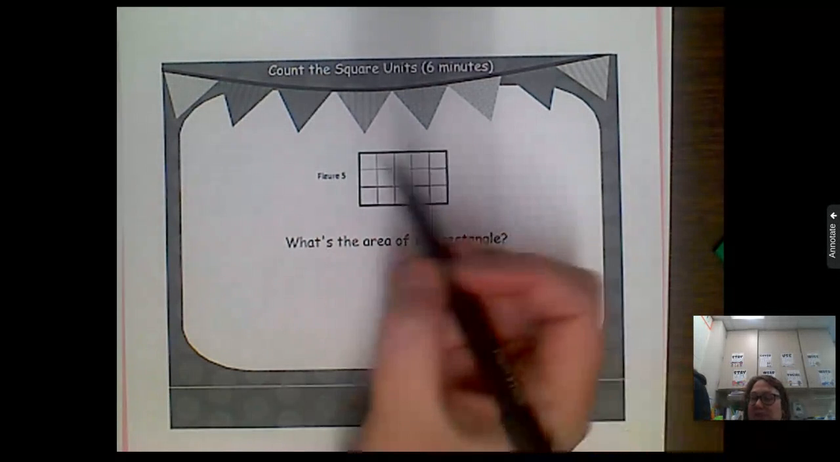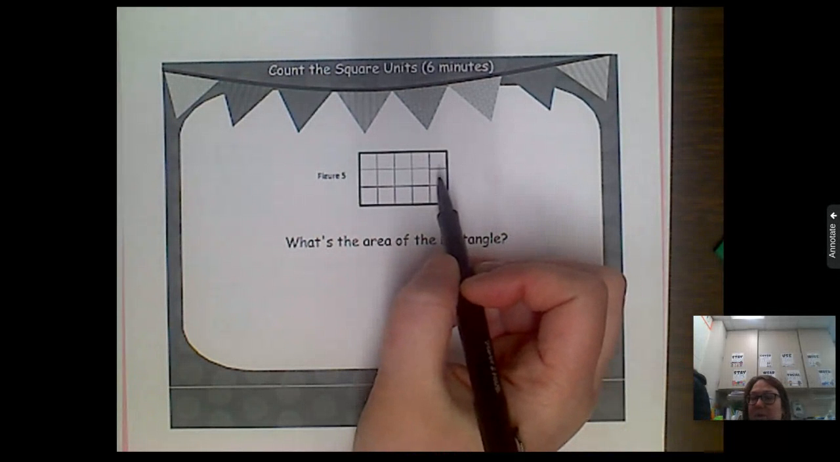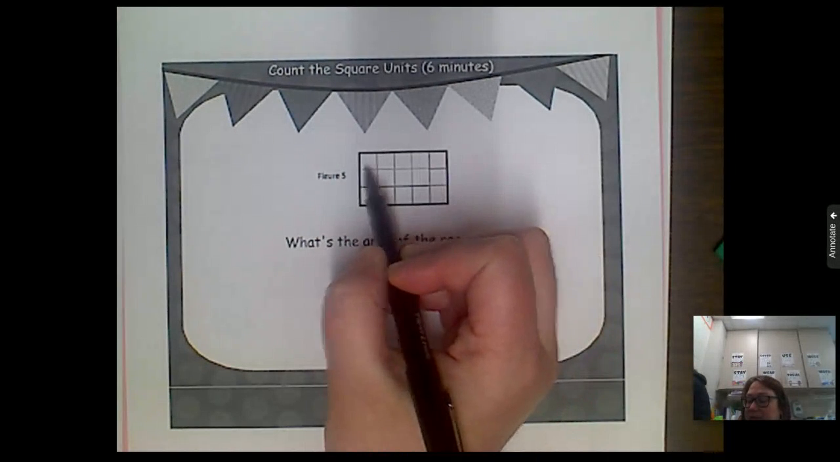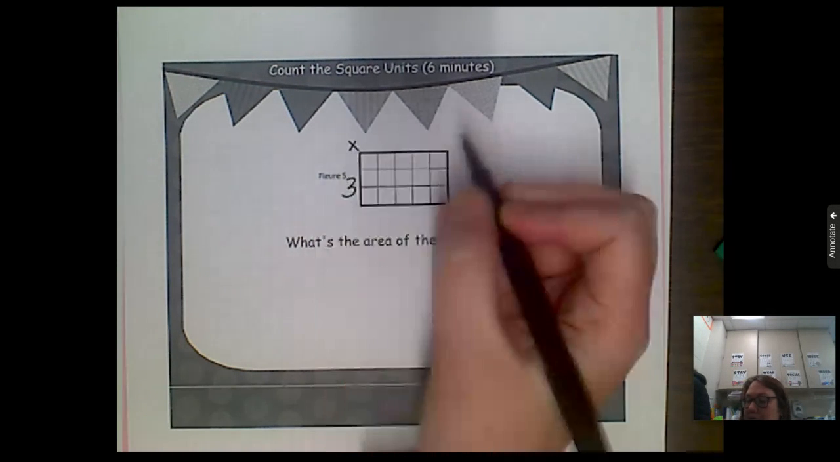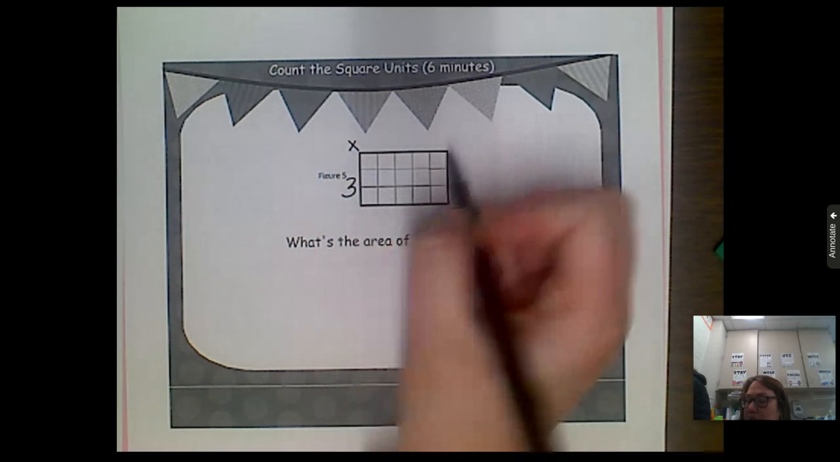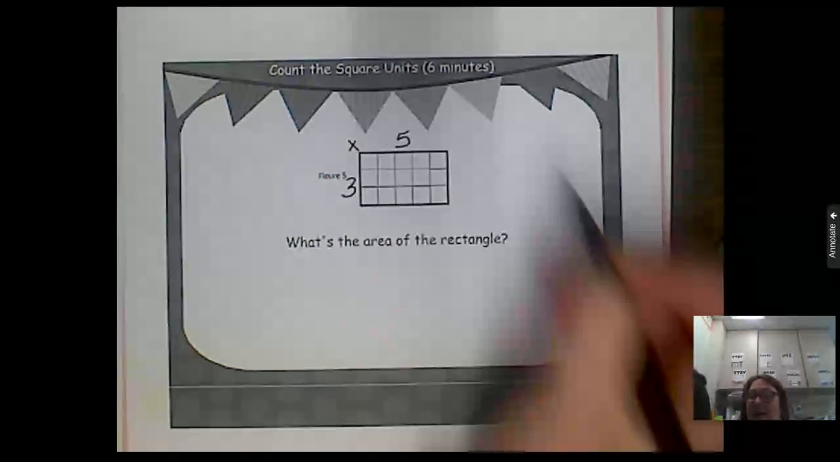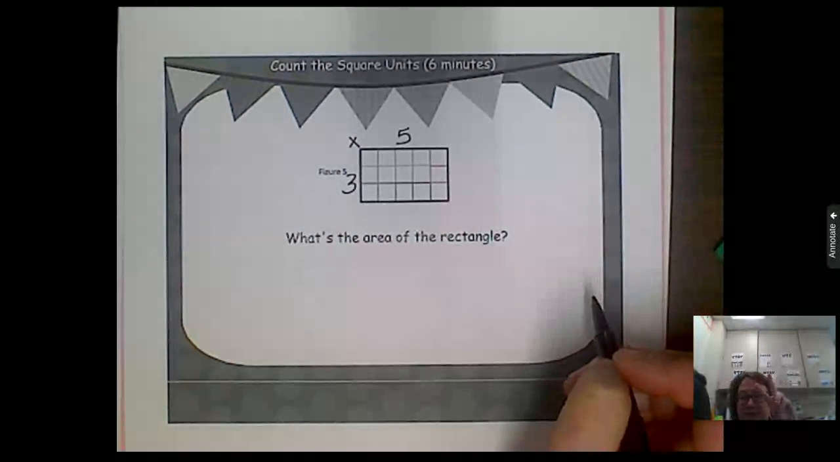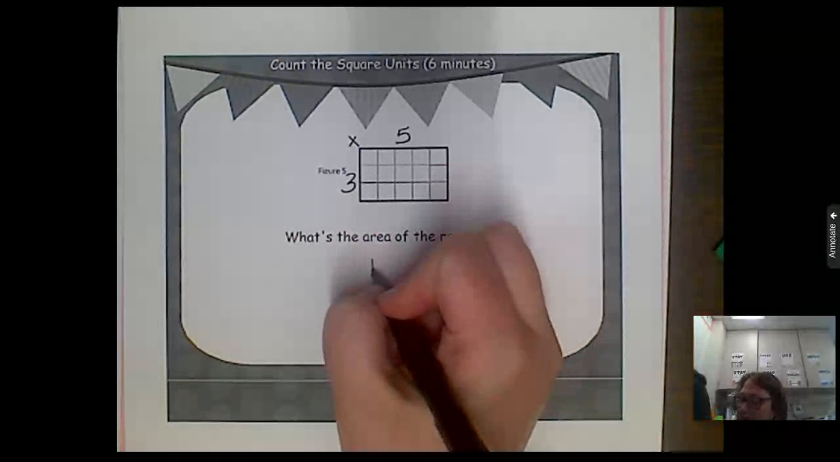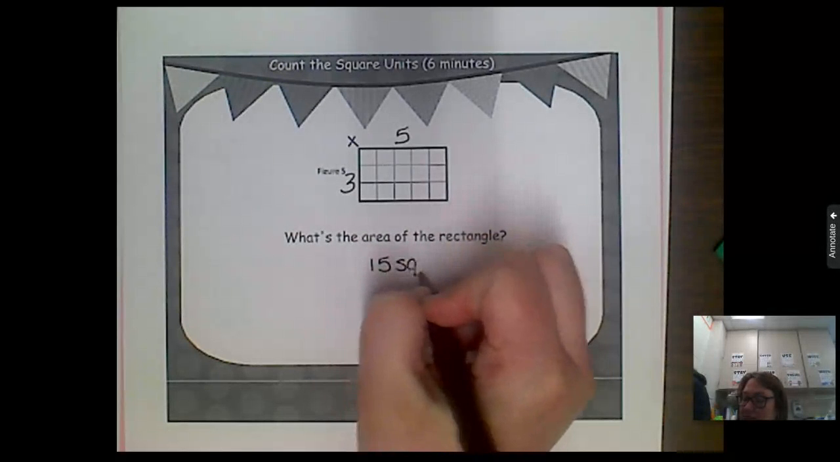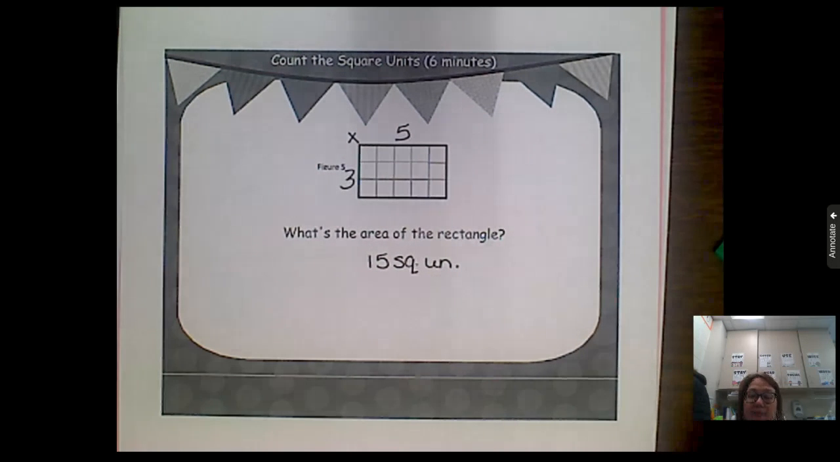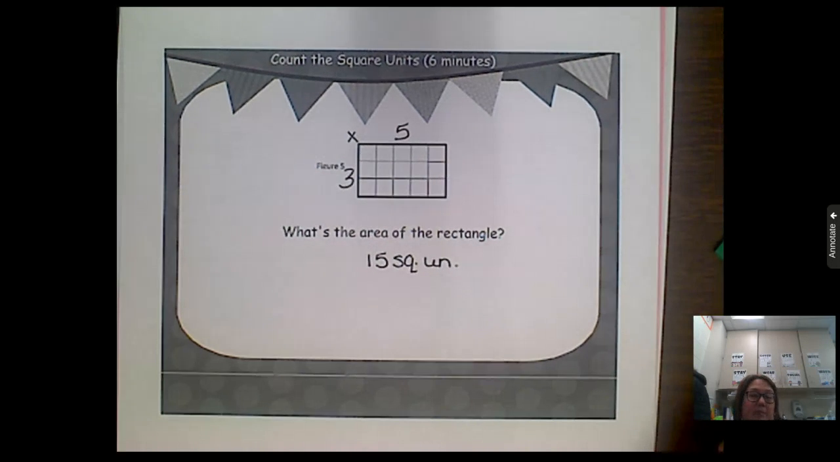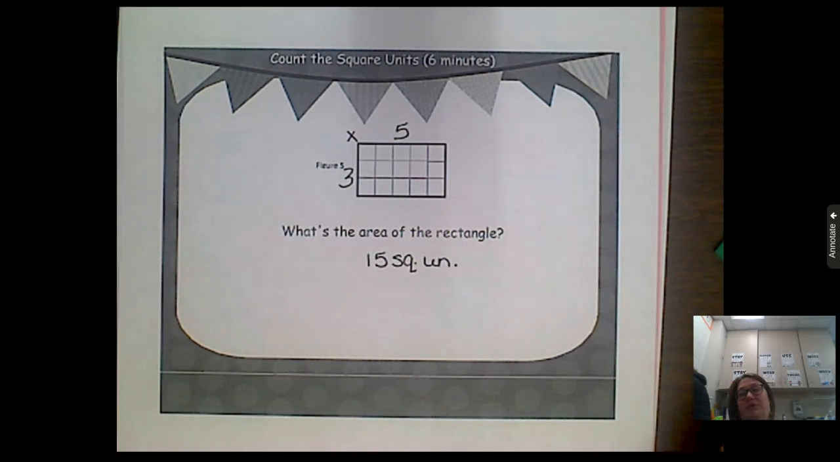For this one, since it's a little bit more, I'm going to measure my side lengths. So 1, 2, 3 rows times 1, 2, 3, 4, 5 in each row. And I know that 3 times 5 equals 5, 10, 15. So the area would be 15 square units. And if you're writing these down, we want to make sure that we put that label in, okay? Because when we have area, we definitely want to include that label, because if we know it's square inches or centimeters or whatever, that's definitely important.